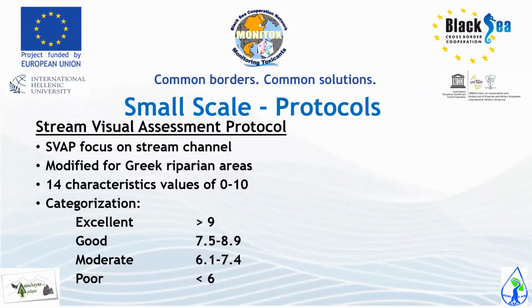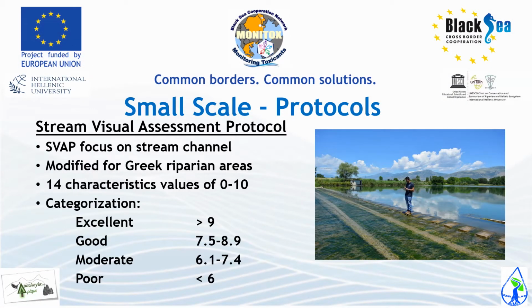So now let's move on to the preliminary analysis methods for the small scale, specifically protocols. We primarily use the Stream Visual Assessment Protocol, or SVAP, that focuses on the stream channel. Since this was developed by the NRCS in the United States, we have modified it in order to be better adapted for the Greek riparian areas.